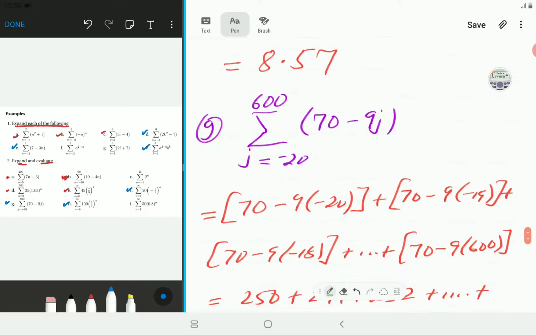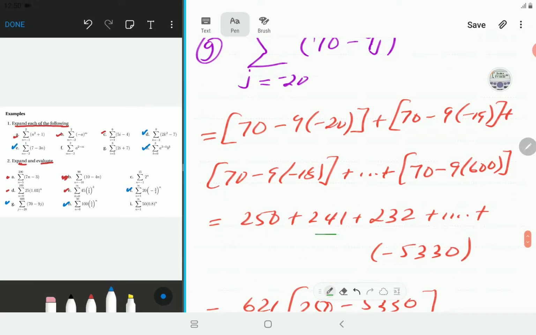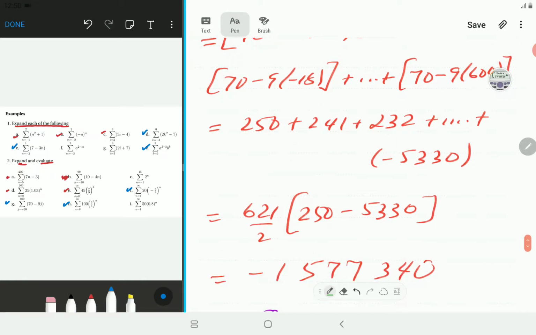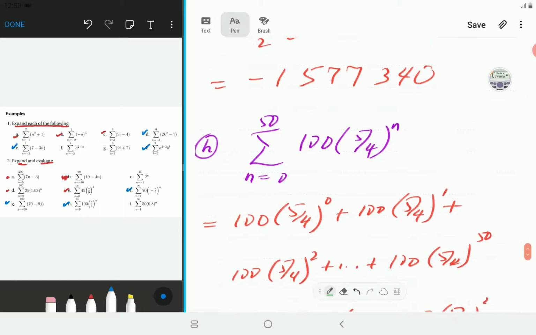In G, the function is 70 minus 9j. J is running between -20 and 600. So your first 3 terms are 250, 241, 232. If you work out the differences here, they're the same. So this one is an AP. And so we plug into the formula. It gives us -1,577,340.